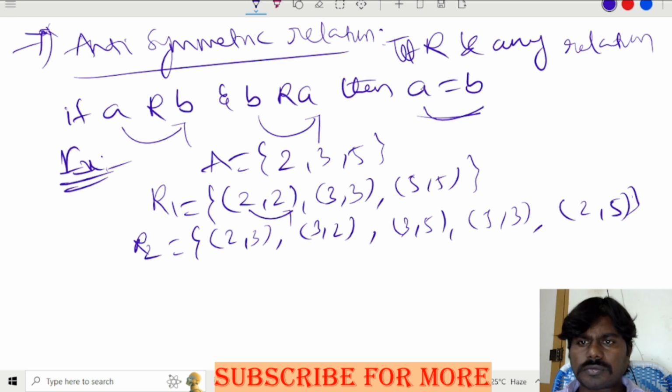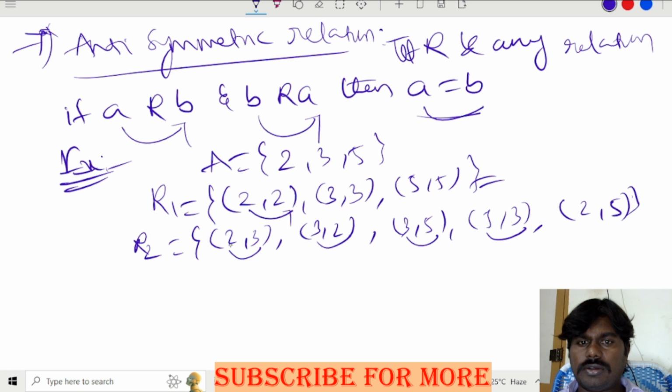So here the elements A and B are equal. Next here 2, 3 and 3, 2, and 3, 5 and 5, 3 both are there in relation R2, and of course here the first and second coordinates are not equal.